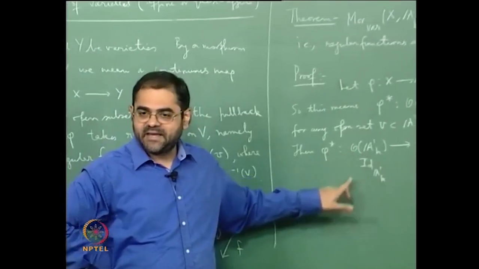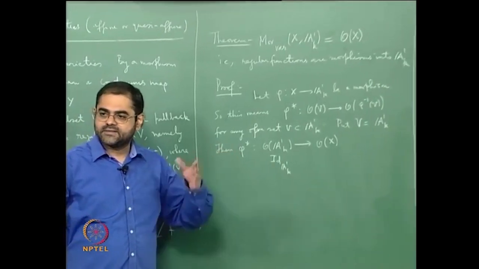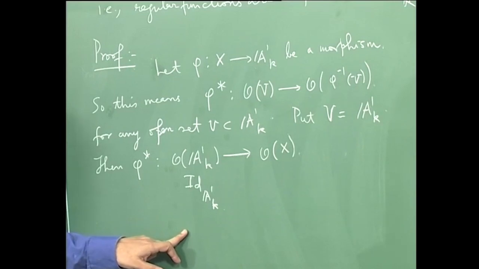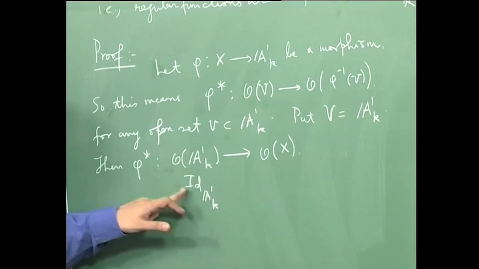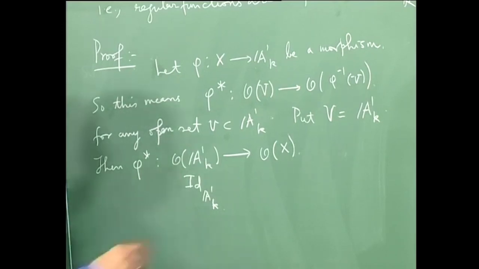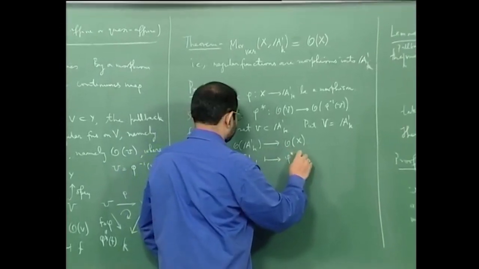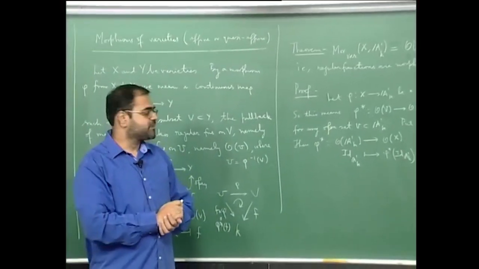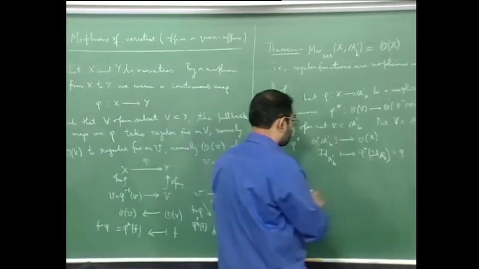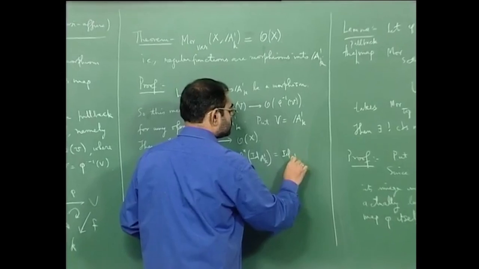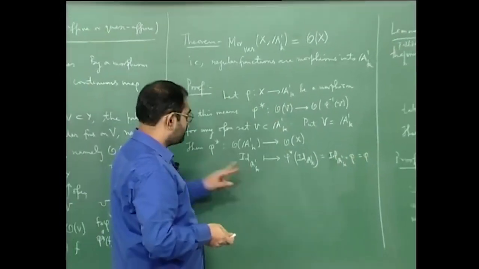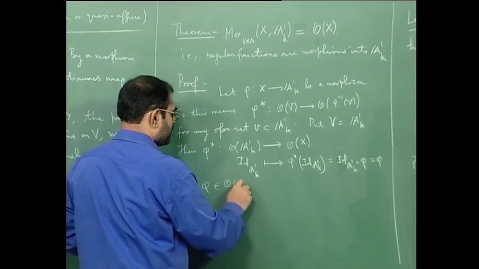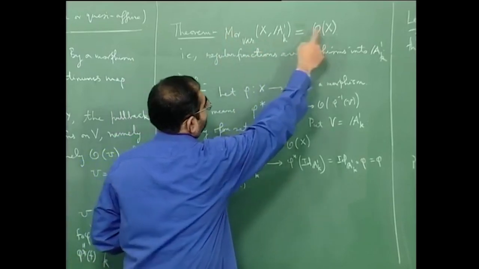So O of A1 is the same as A of A1, okay. That is something that we have already seen. O and A coincide for affine varieties, all right. So O of A1 is the same as A of A1, and the identity map in O of A1 corresponds to the function defined by the polynomial x, okay. So the identity map on A1 is certainly a regular function, and what does it go to? It will go to phi upper star of the identity map on A1, but phi upper star of the identity map on A1 is the identity map on A1 composed with phi, which is just phi. But then you are saying that this is here, so you are just saying that phi is in O of X. So this will tell you phi belongs to O of X. So it's very clear that a morphism from X to A1 is certainly an element of O of X.